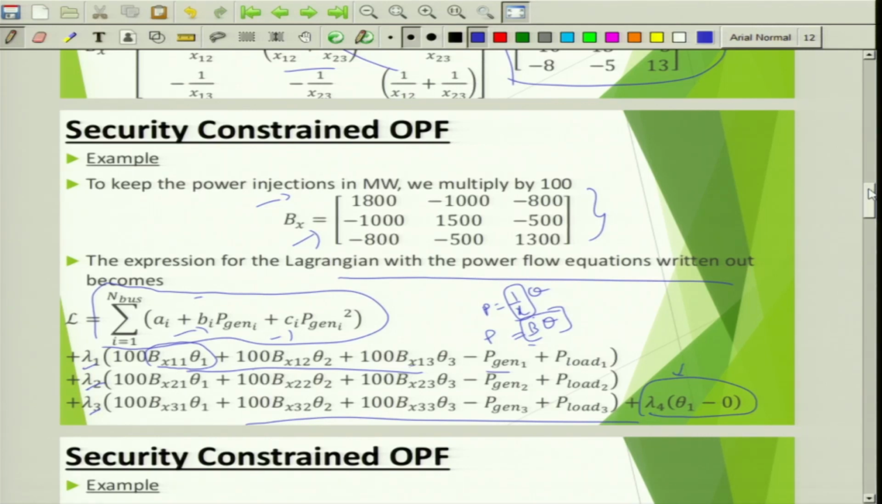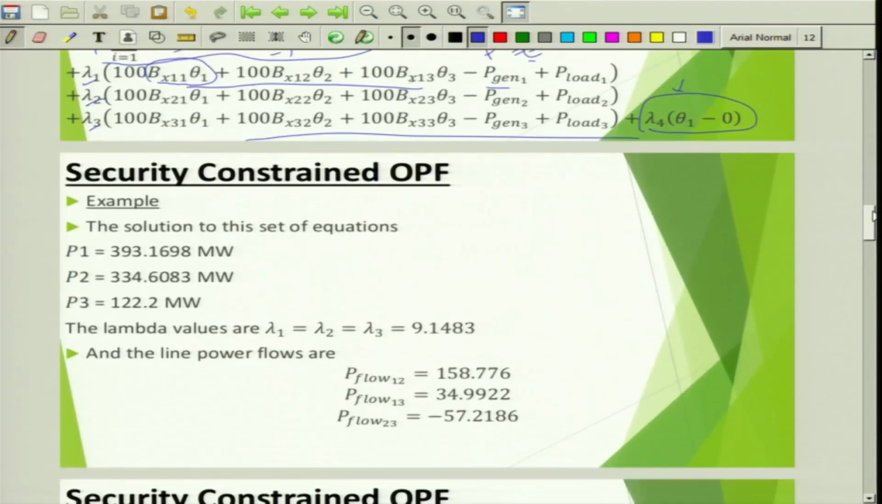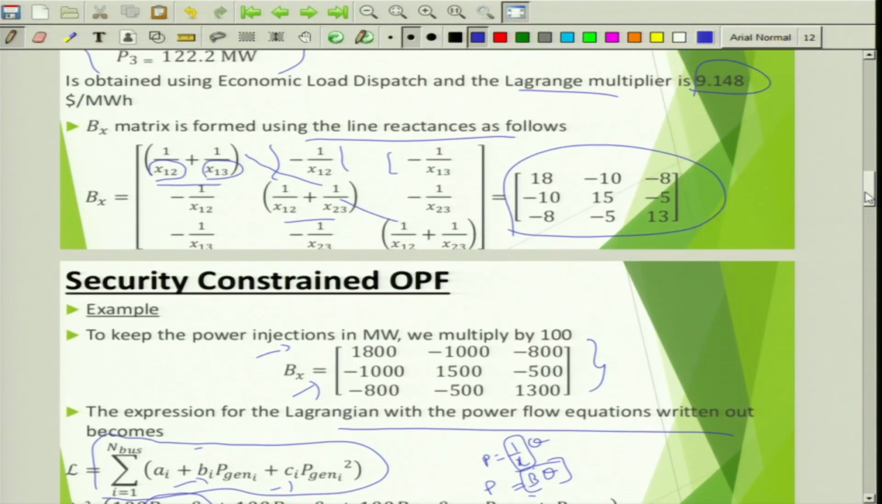You ensure that the phase angle of the slack bus is 0. Now considering that you get this solution, whatever we have done using the Lagrangian multiplier, we are just getting the same results in a way. Why are we doing this? So that we can eventually add one more constraint, which is line flow limits, right. We are coming out with a more generalized expression.